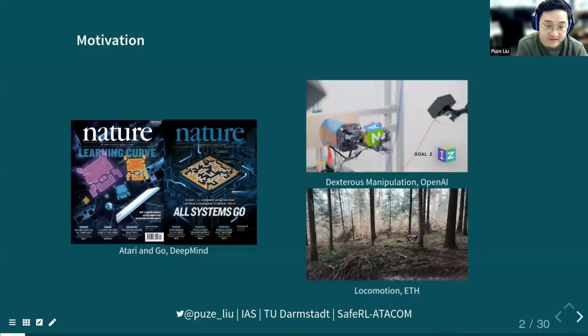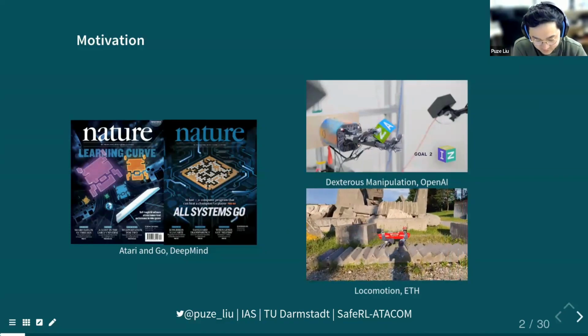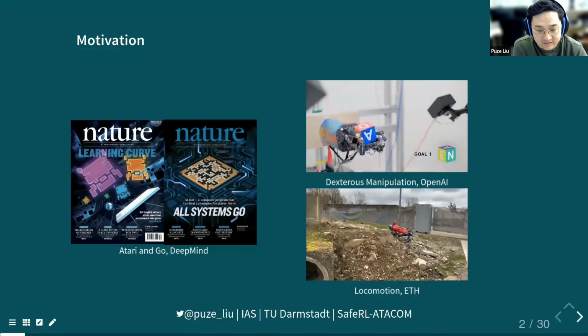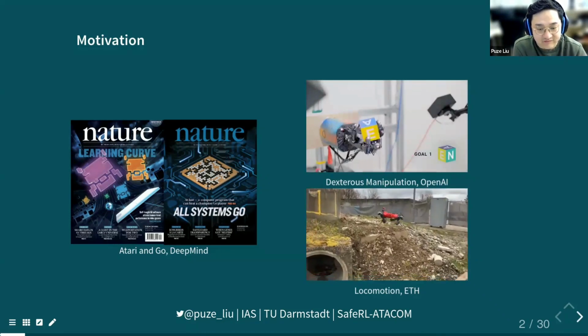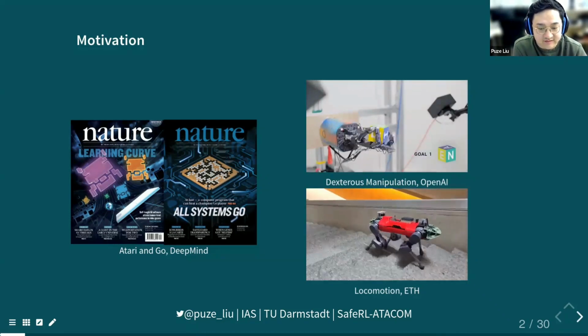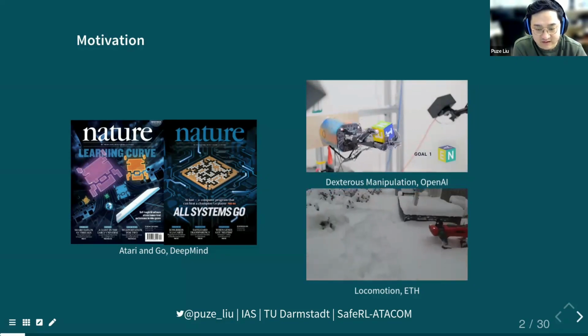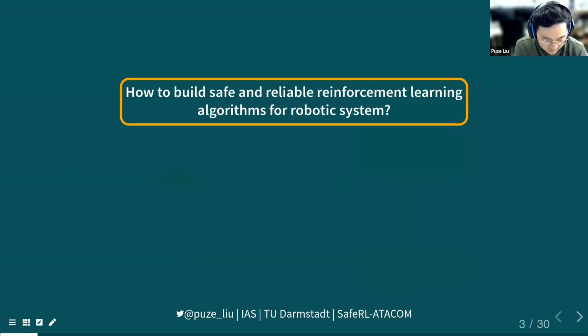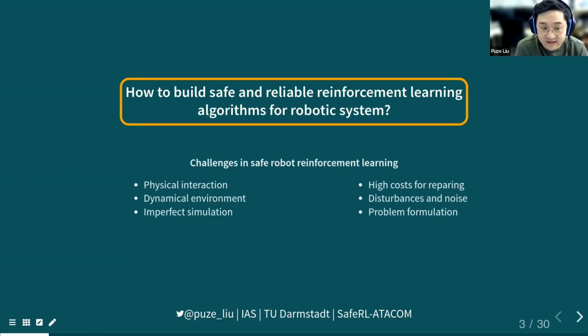One of the questions that comes to my mind is, when we deploy reinforcement learning, for example in a human-involved environment, how can we really ensure that the reinforcement learning will not harm the environment, harm itself, or harm the humans? So the key question I'm asking myself is how to build safe and reliable reinforcement learning algorithms for robotic systems.